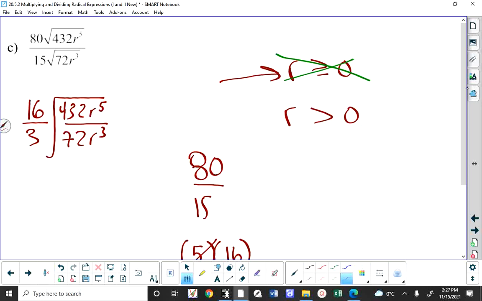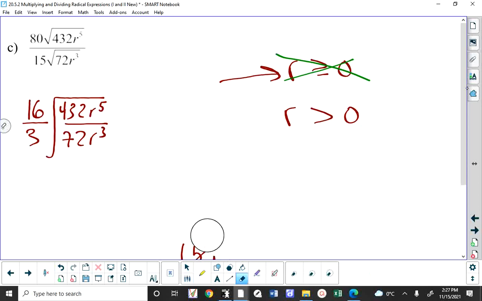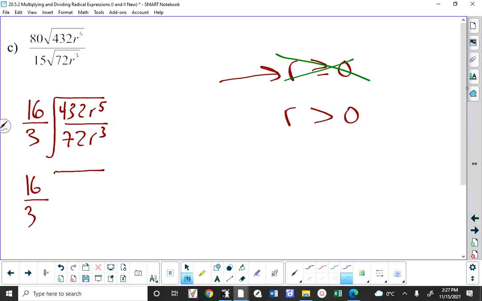That's 6. Okay. So this becomes 16/3, and its root 6 over 1. You don't have to write that over 1. You really don't. But I want to stress that what we're going to get will be on the top of the fraction. It's not just something. It's the top. It's over 1. And r to the 5 over r cubed is r squared.